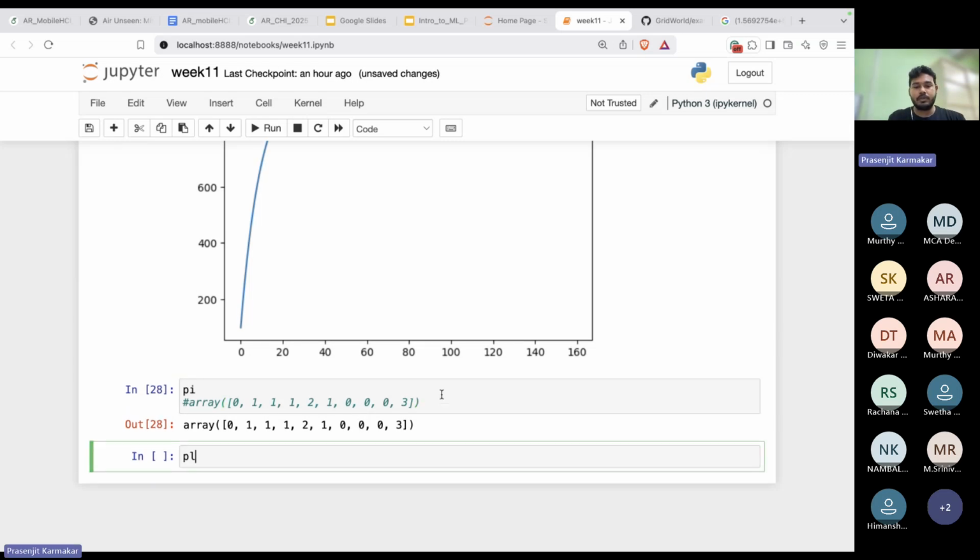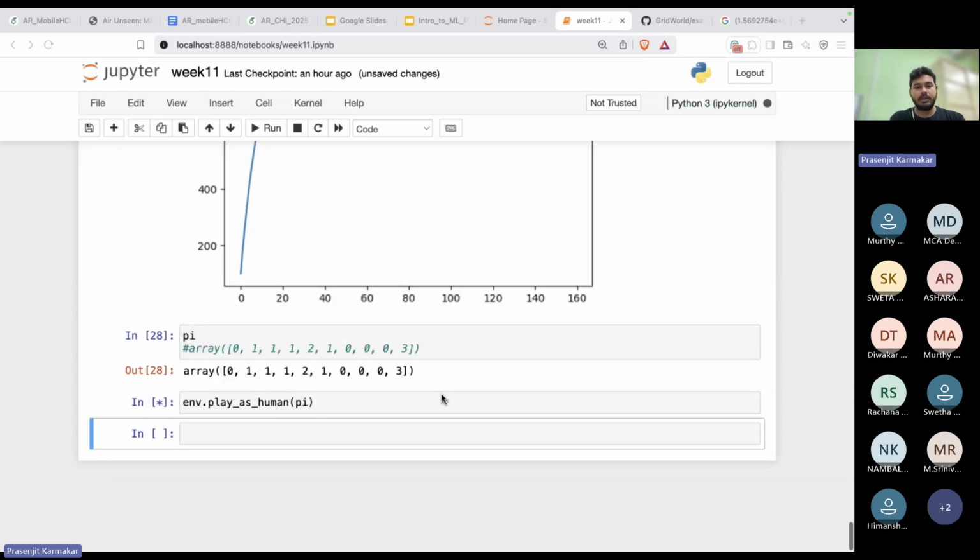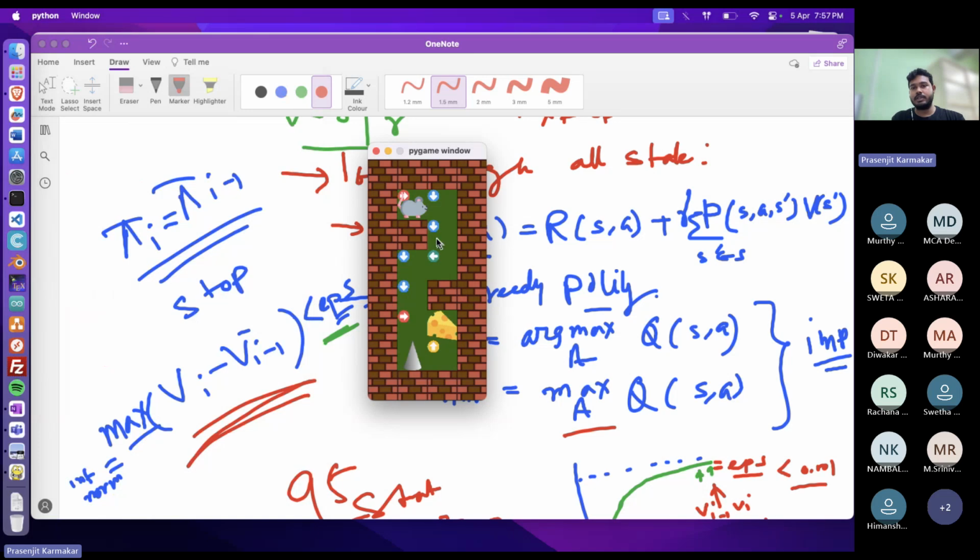Right, now if I just do environment dot play as human and pass this policy pi, I have the same policy. Go right, down, down, left, down, down, right. And if I spawn here, I can just go up. So you see the difference, right?